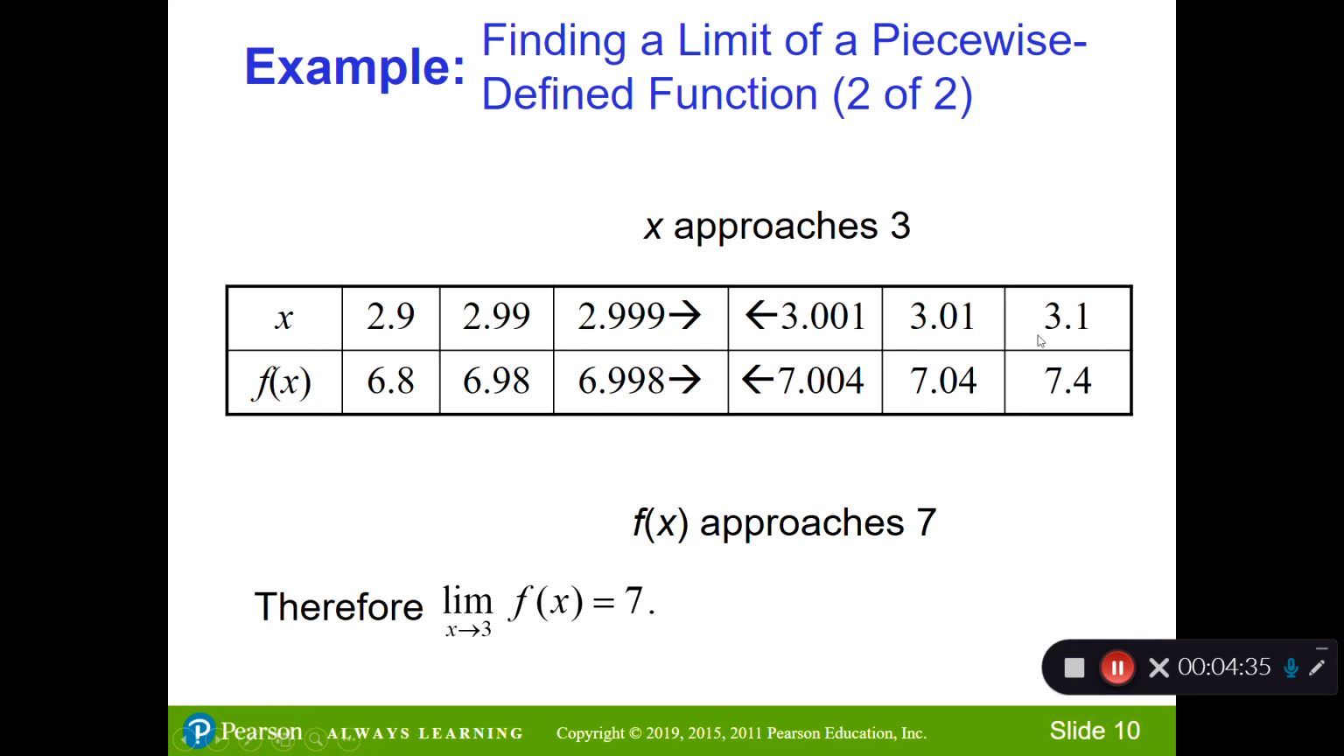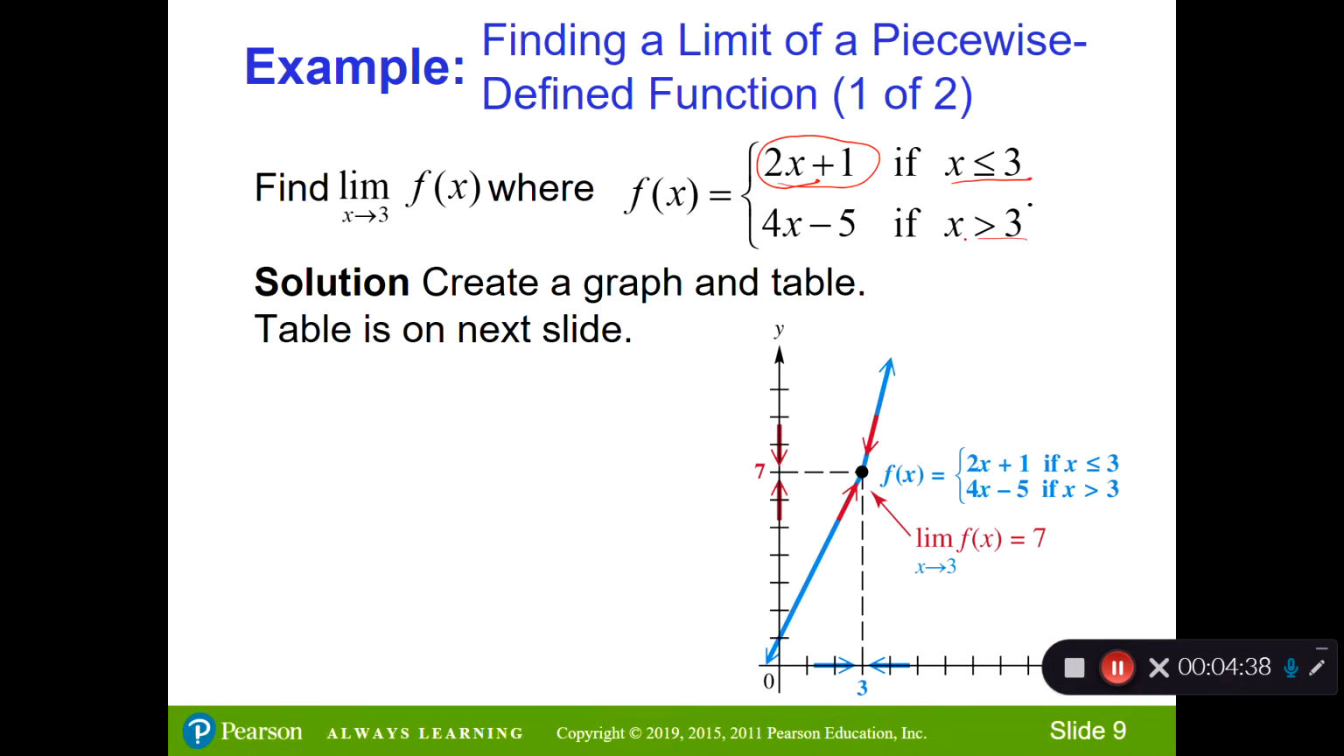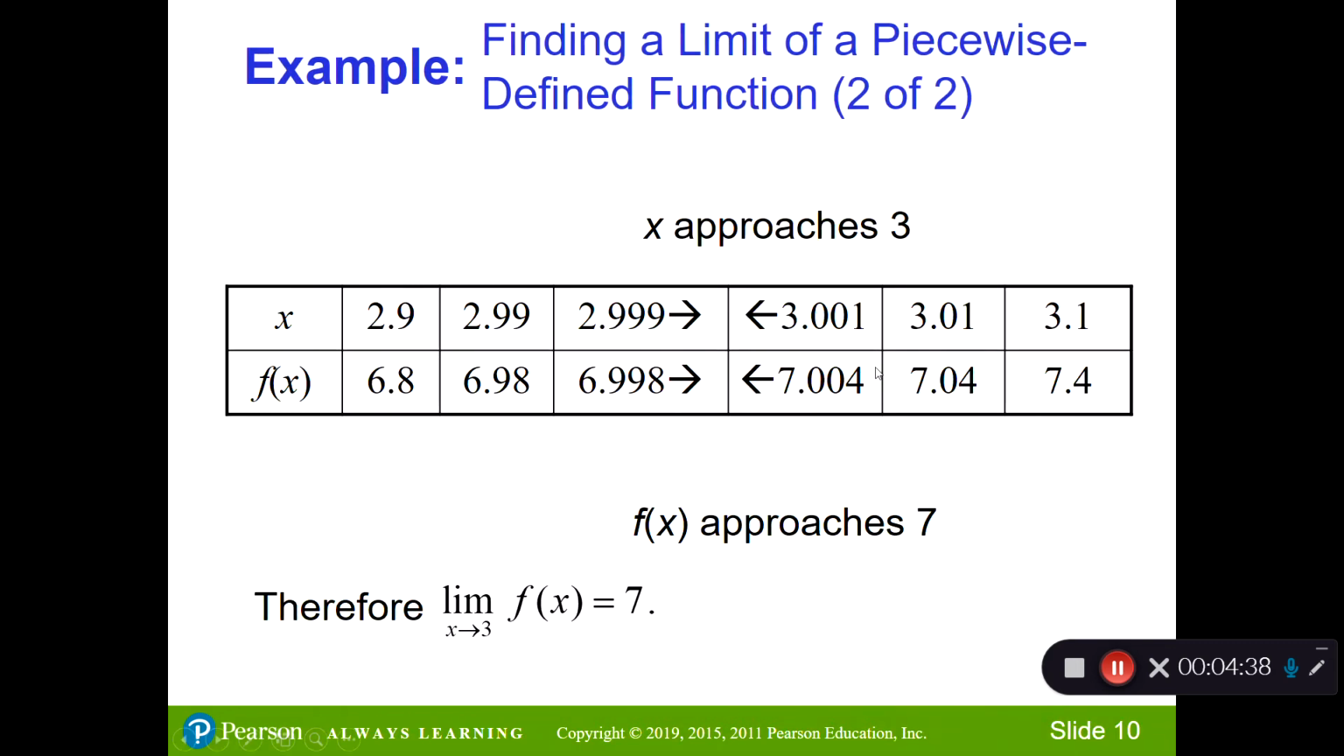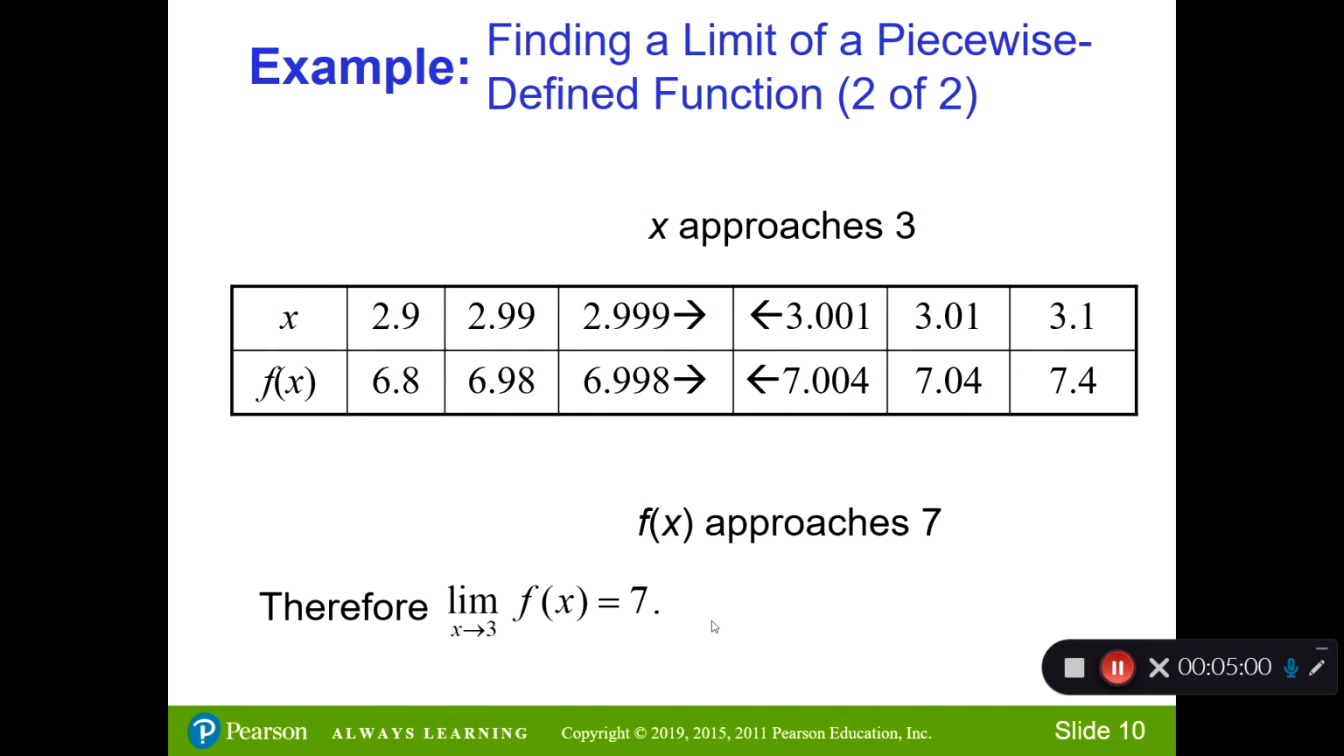For 3.1, 3.01, 3.001, all of those values are bigger than 3, so we should be plugging them into this equation, 4 times that x value minus 5. If I do, these are the values that we get. In both cases, as we get close to 3, we see that we are getting close to a y value of 7. So we would write the limit as x approaches 3 of f of x is equal to 7.